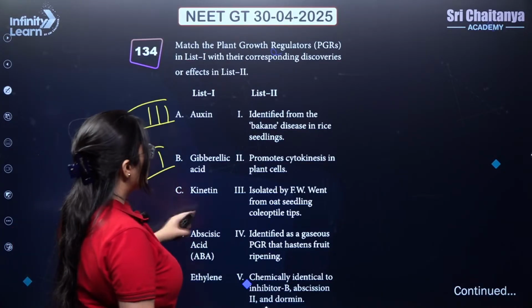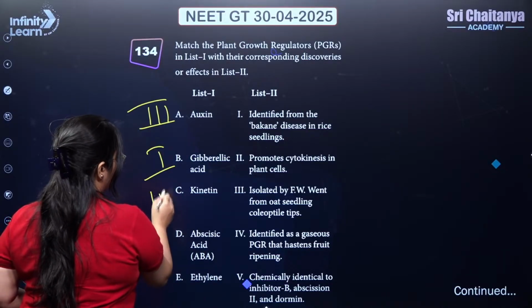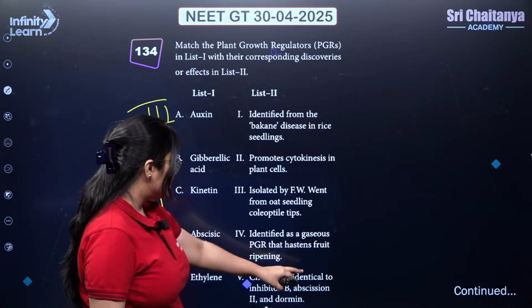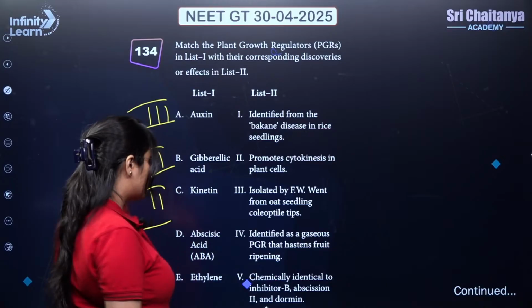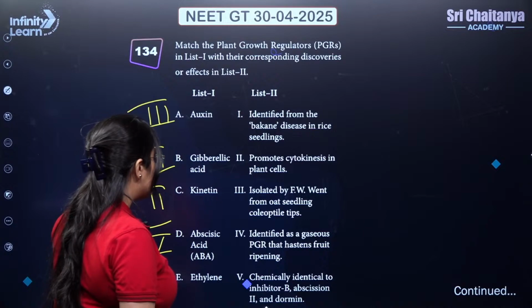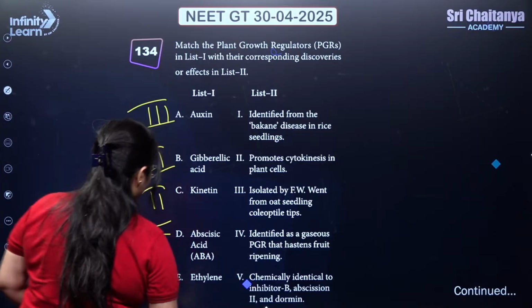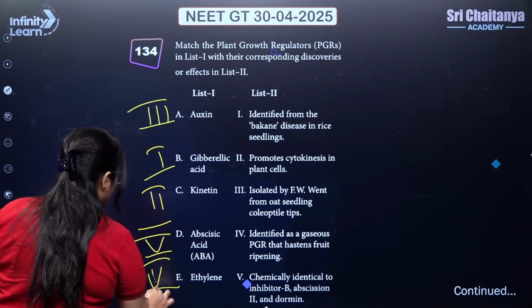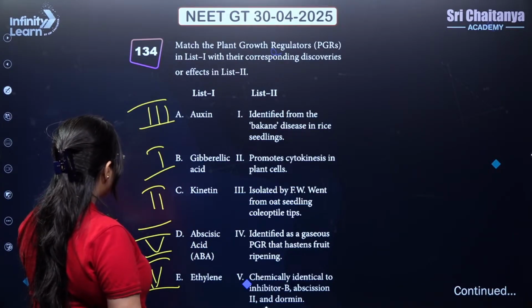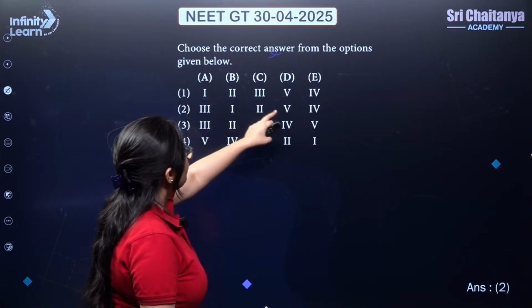Kinetin promotes cytokinesis in plants or plant cells. Abscisic acid or ABA, chemically identical to inhibitor B, abscission 2 or dormin. This is 5. Ethylene is identified as a gaseous PGR that hastens fruit ripening, 4. So if you see over here, 3, 1, 2, 5, 4.